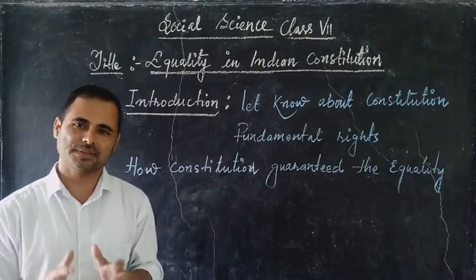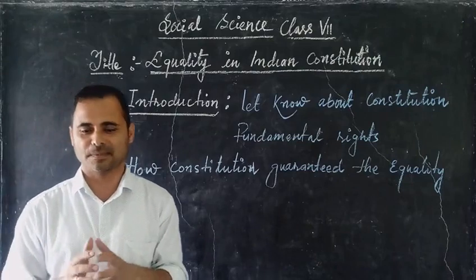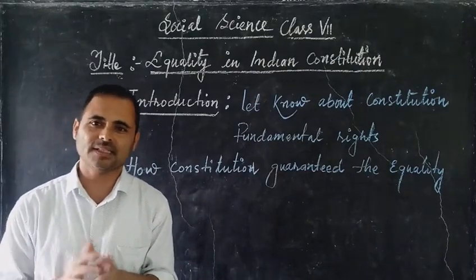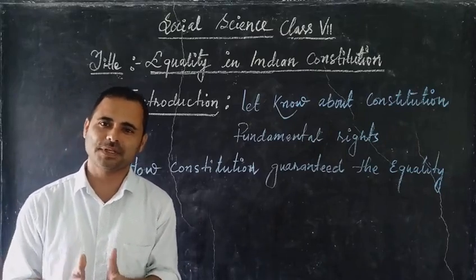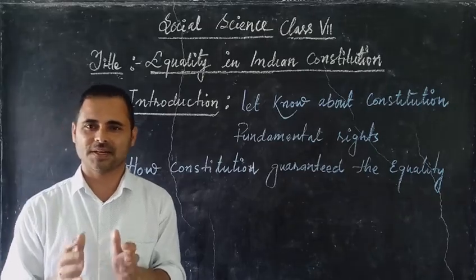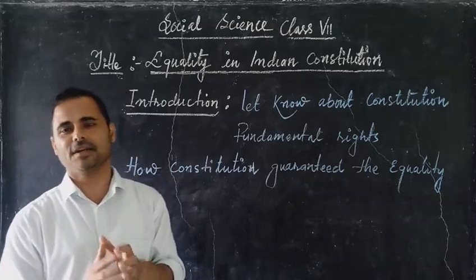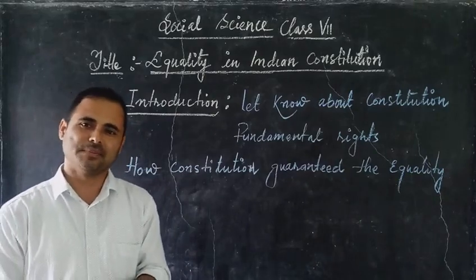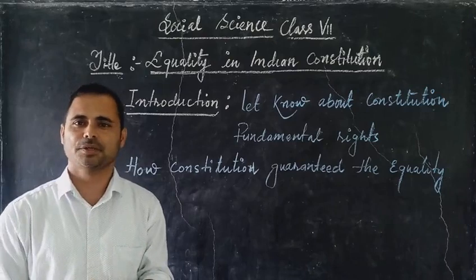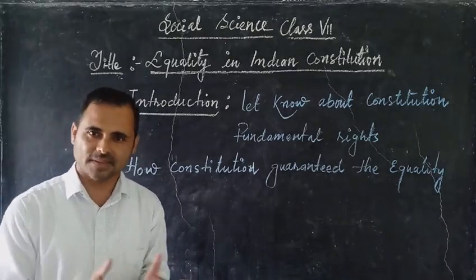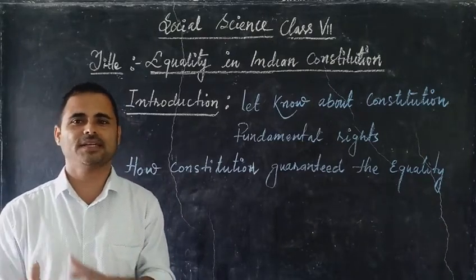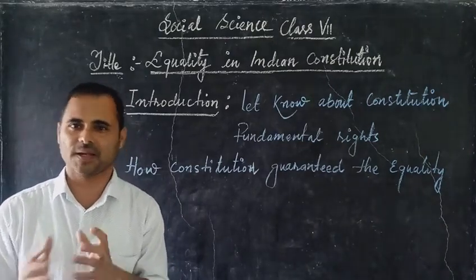When we talk about the right to equality, what does it mean? Do you know the right to equality deals with Article 14 to Article 18 of the Indian Constitution. Which articles? Article 14 to Article 18 of the Indian Constitution. It means whatever rights we as Indian citizens enjoy within these articles, that is from Article 14 to Article 18, these rights are called the right to equality.